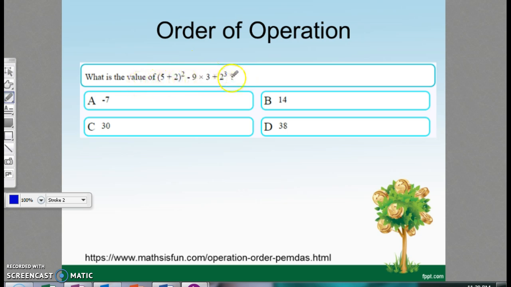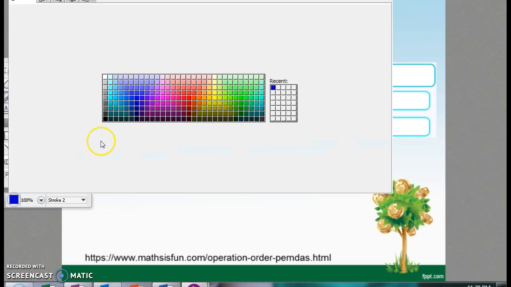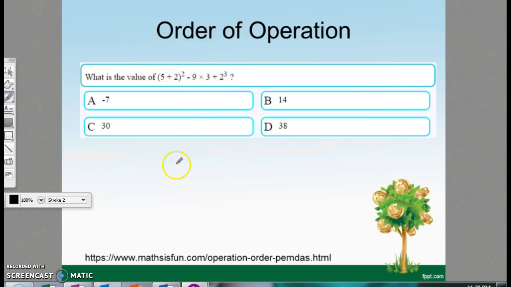All right, so here I have this expression, the quantity 5 plus 2 squared minus 9 times 3 plus 2 to the third power. So my first step, you know how I am about this. I'm a little bit obsessive about this. I like to rewrite the expression. So I'm just going to come down here and rewrite exactly what they have there. 5 plus 2 squared minus 9 times 3 plus 2 to the third power.